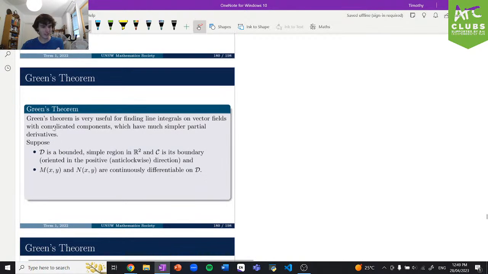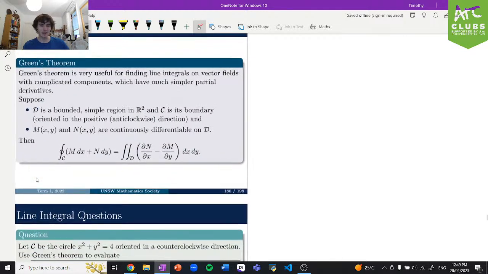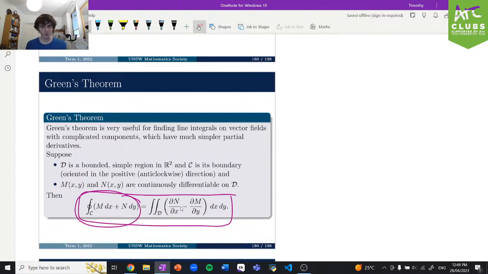So there are a whole bunch of conditions. You need a nice bounded simple region where C is your boundary, and you have two functions M and N which are continuously differentiable. Then Green's theorem says that the line integral over this expression here is equal to the partial derivative of the y thing with respect to x minus the partial derivative of the x thing with respect to y, and then you just take the double integral over its area.